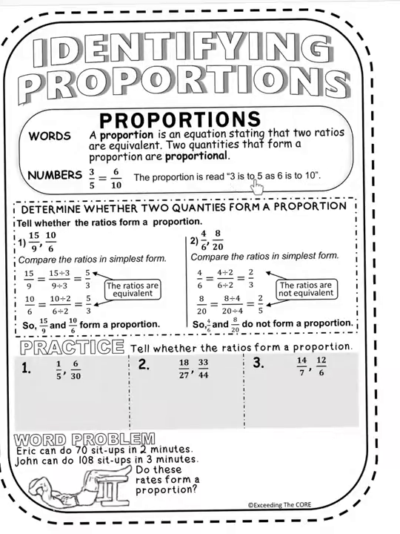The words "is to" become the fraction line, and the word "as" becomes our equal sign. To determine whether two quantities form a proportion, we can compare the ratios.